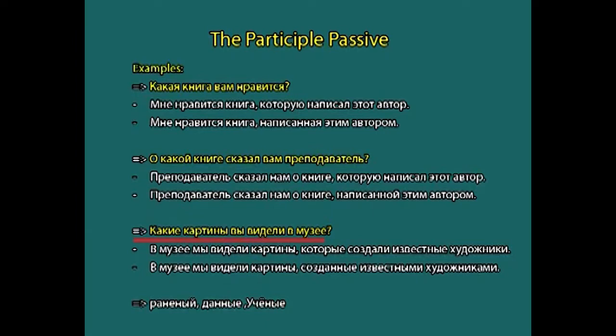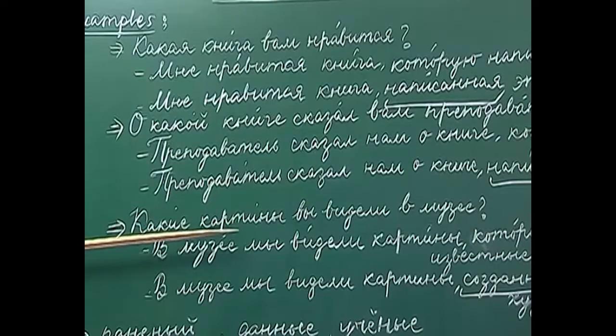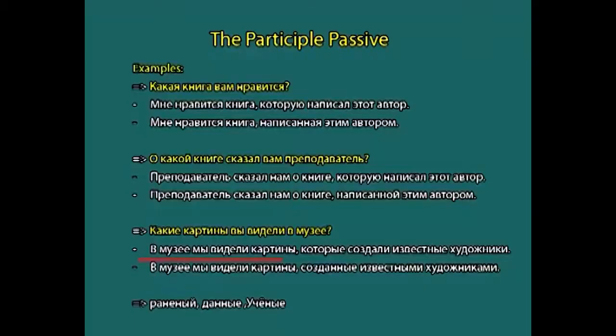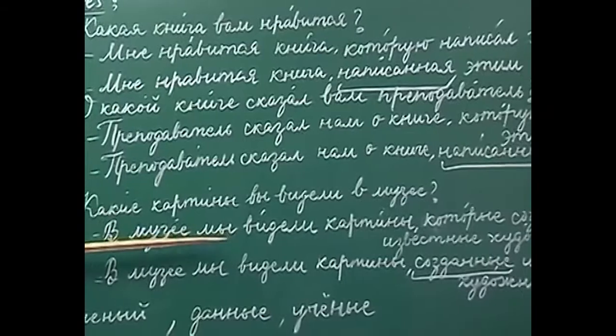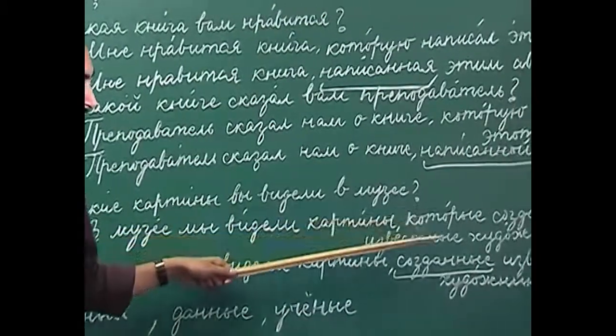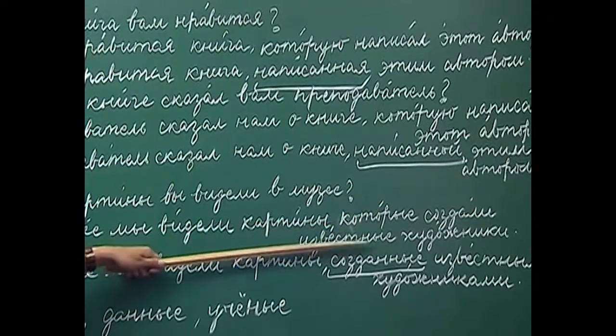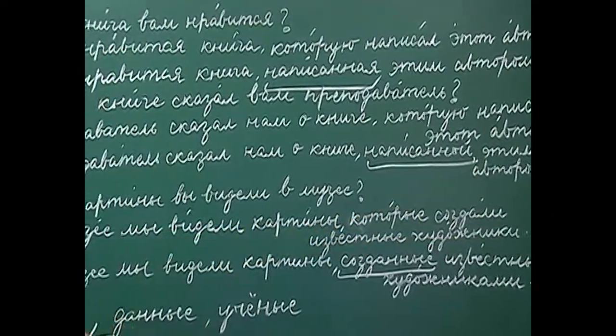The next example is: какие картины вы видели в музее? So, which pictures did you see at the museum? В музее мы видели картины, которые создали известные художники. So, at the museum we saw the pictures which were made by the famous painters.